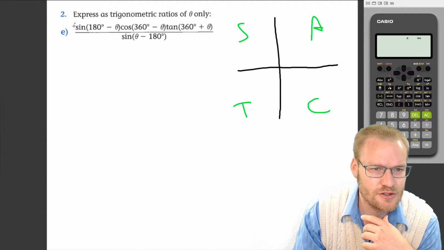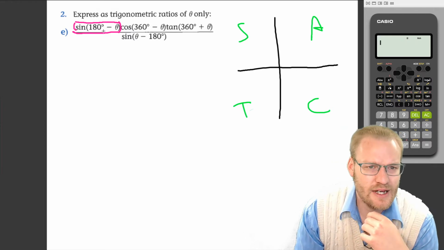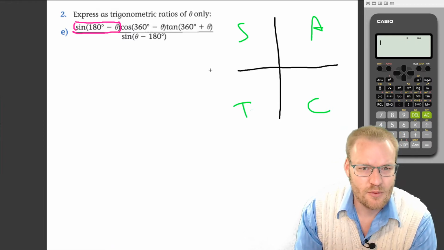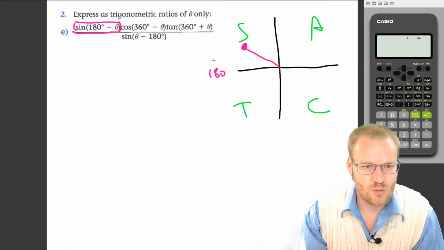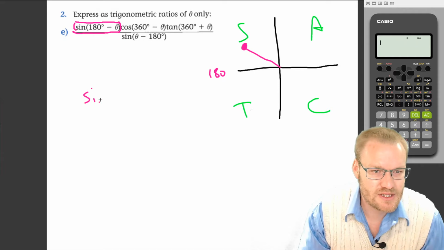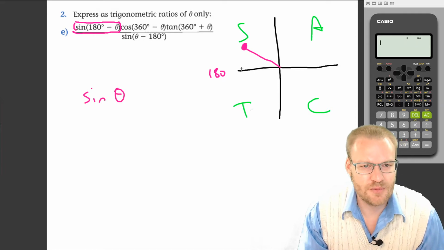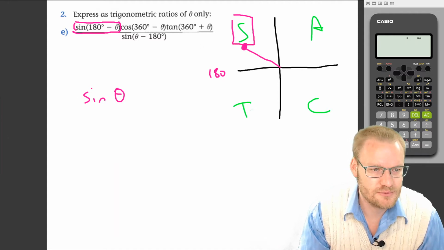I thought it was useful to put these in different colors to see which bit we're talking about. Sine 180 minus theta. 180 is sitting over here, so 180 minus theta is just sitting in this quadrant. So we don't need to do any of those negative bits. We can say this part here is just going to be sine of theta. Is it going to be positive or negative? Well, we're in the second quadrant, sine's quadrant, so this is going to be positive.